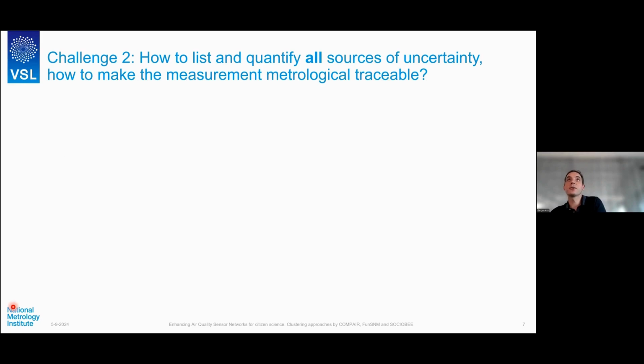A second challenge, of course, is how to list and quantify all sources of uncertainty, and how to make the measurement methodologically traceable. We need all these sources of uncertainty and to quantify them if we want to really make the measurement traceable and with a reliable uncertainty evaluation.